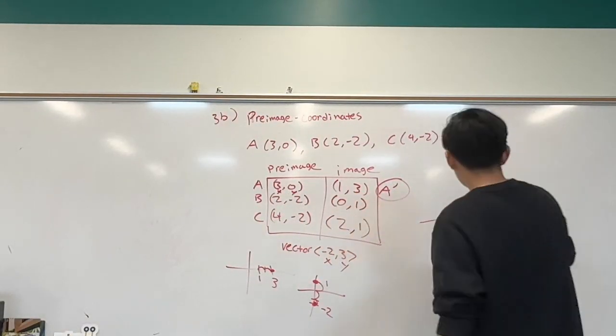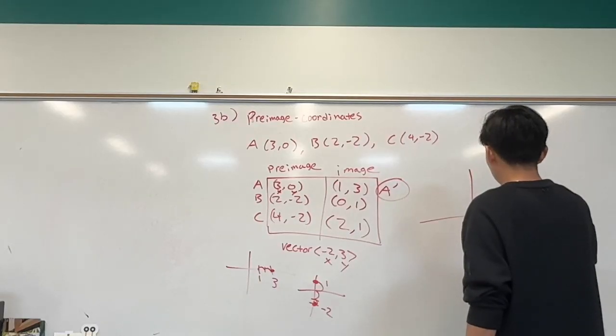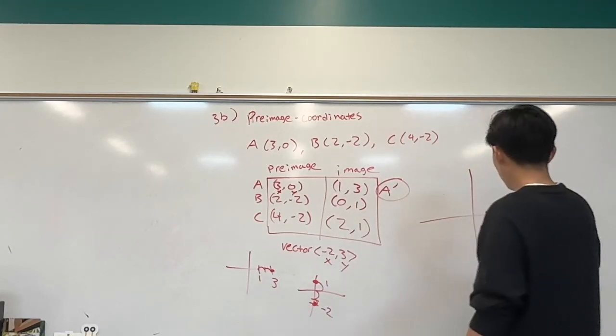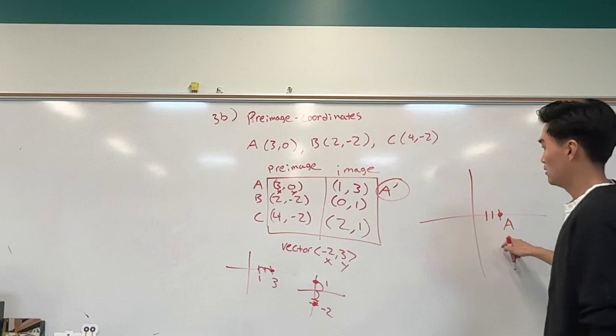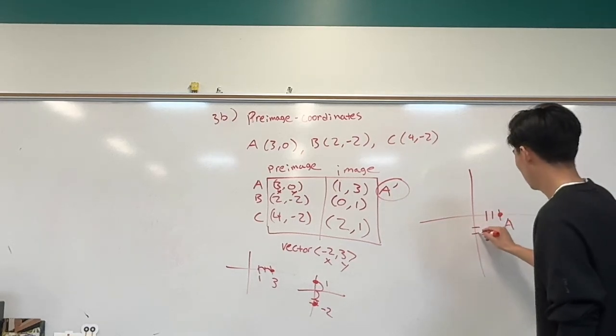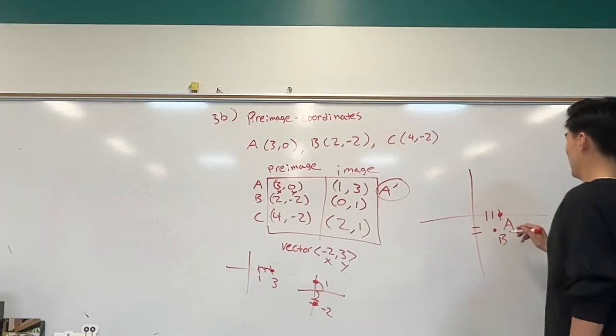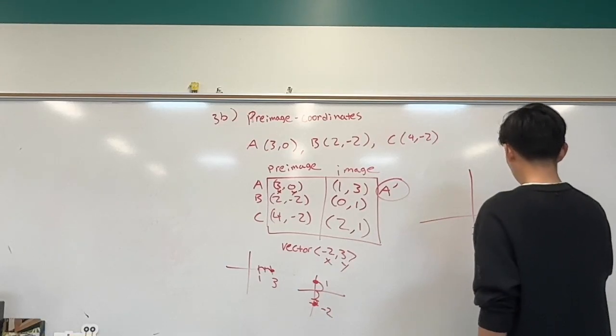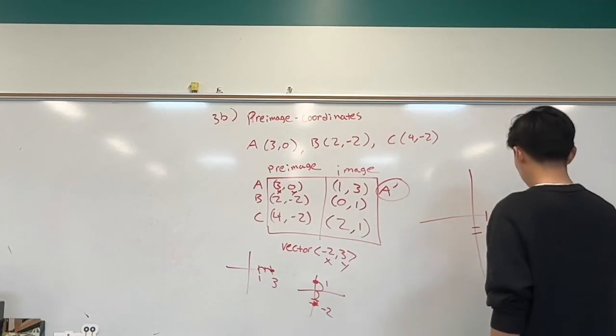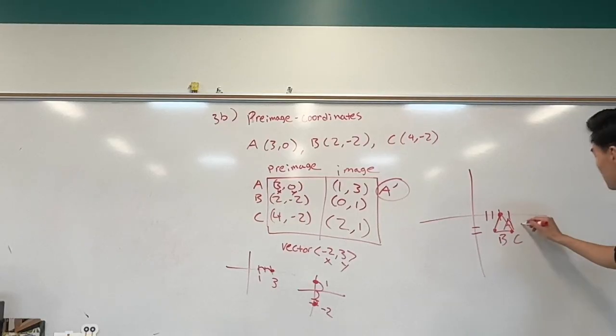This is the pre-image coordinate, so 3, 0. This is A, make sure you label that. 2, -2, that's B. And 4, -2, and that's C. Okay, this is your pre-image, your original image.